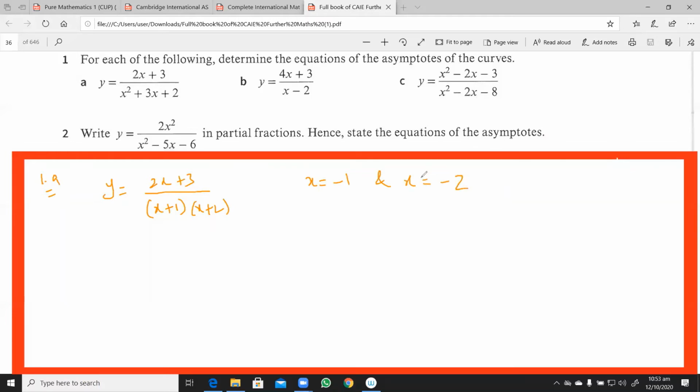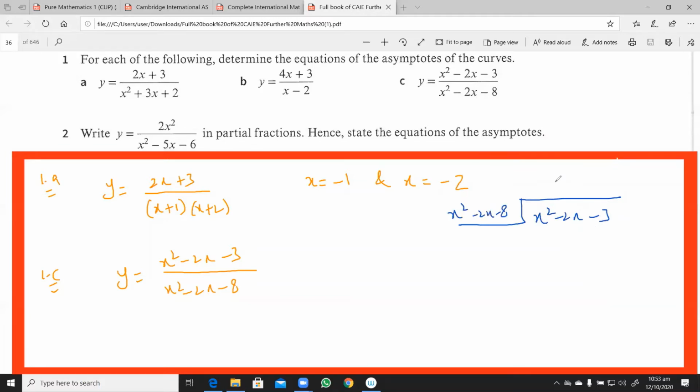Okay. Similarly, if you look at this C part over here, 1C, this is y equal to x squared minus 2x minus 3 over x squared minus 2x minus 8. So you see, once again, this is an improper fraction. So I'll be dividing the numerator by the denominator. This is x squared minus 2x minus 8, so this is 1 times x squared minus 2x minus 8. So this cancels, cancels, and this is 5. So this is going to be 1 plus 5 over.